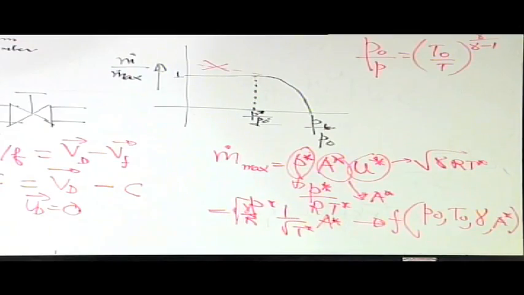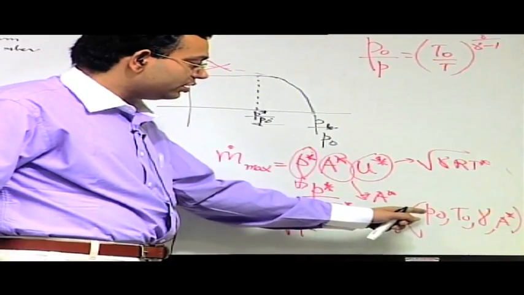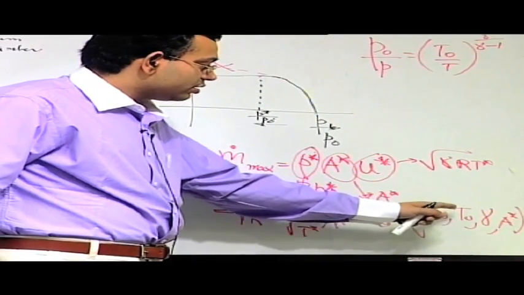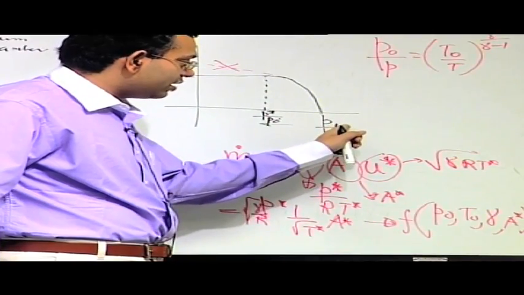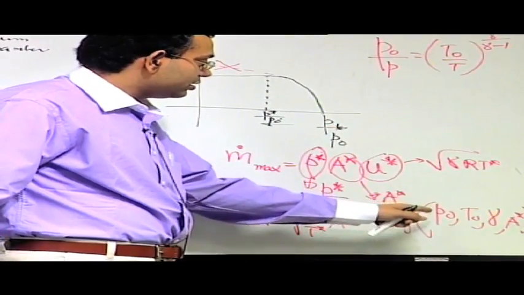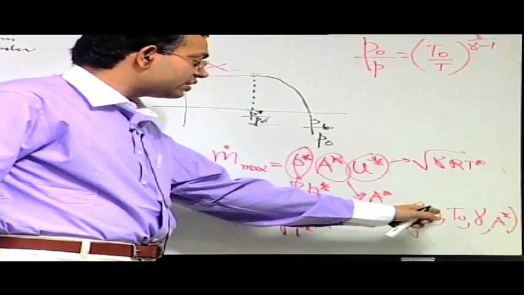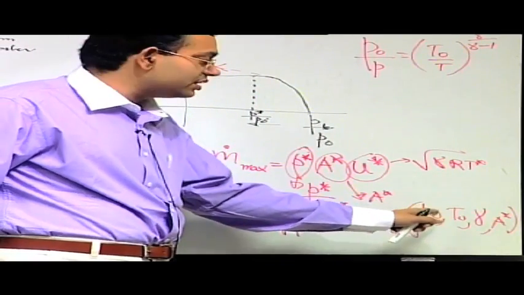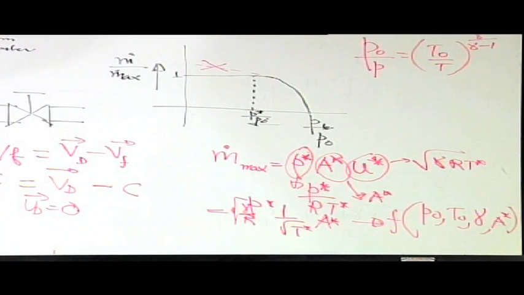So, whatever is the maximum flow rate that you will get is decided, interestingly, not by the back pressure which is there, but by the pressure at the inlet section or the pressure in the reservoir, because these are the stagnation pressure and the stagnation temperature. So, this is about the converging nozzle.